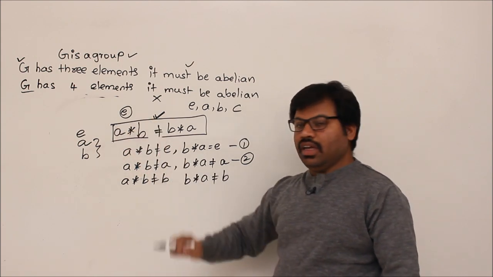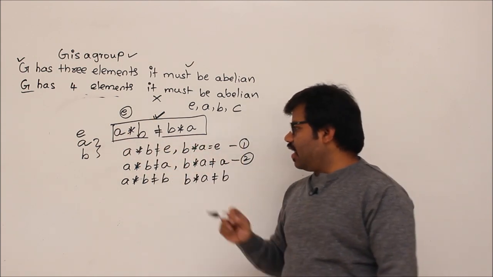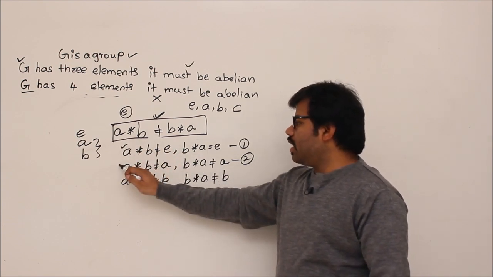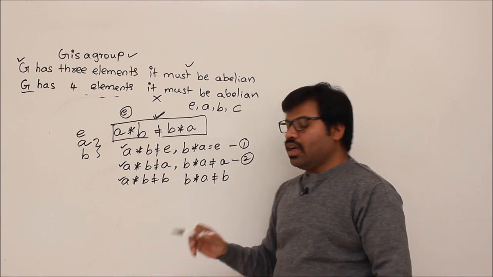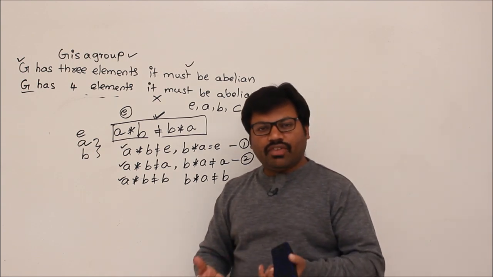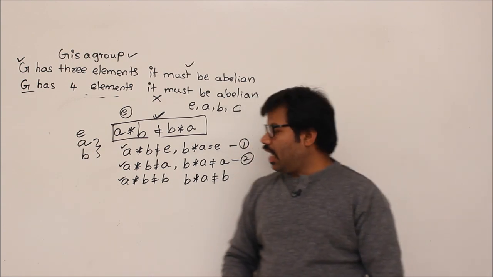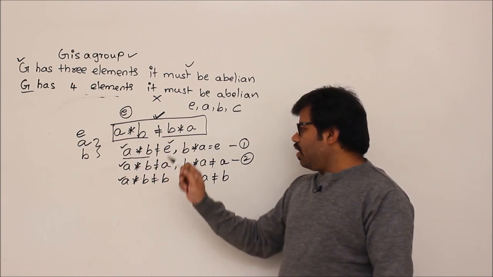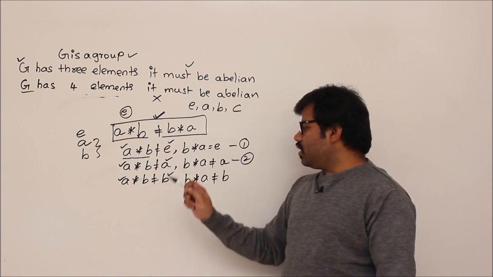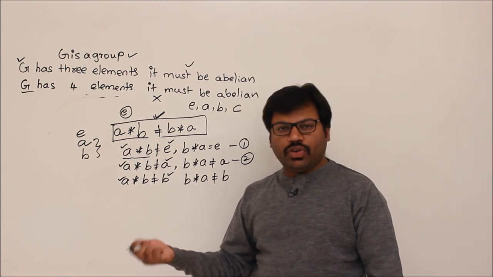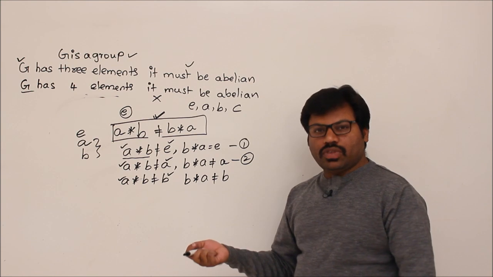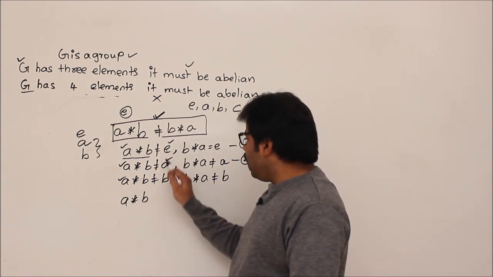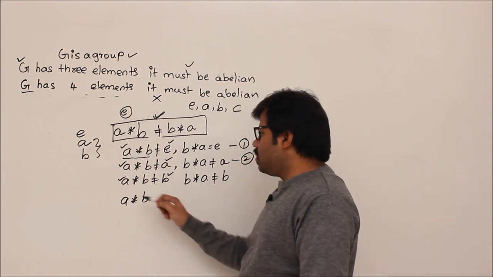Don't disturb it. If A star B not equal to B star A, then A star B cannot be, this condition already we proved, this condition already we proved, this condition already proved. Now you have this thing in mind. Sir, why are we doing all these things? Now this is the climax. A star B operation is not producing E, not producing A, not producing B. It must produce something, correct? So A star B should be something other than E, A, B. Let us call it C.